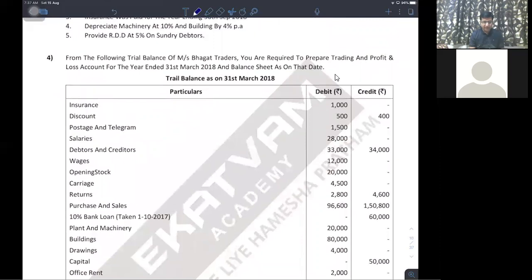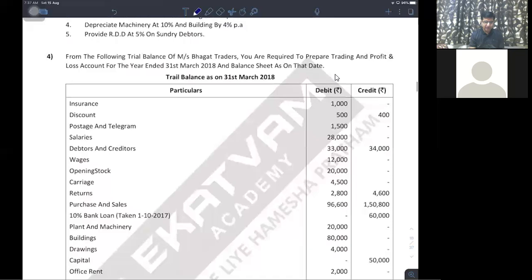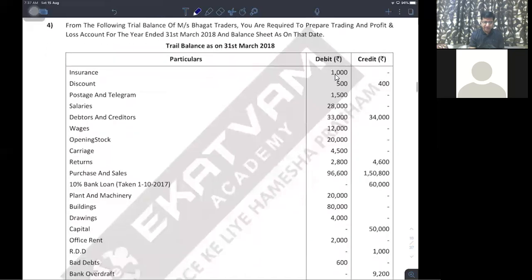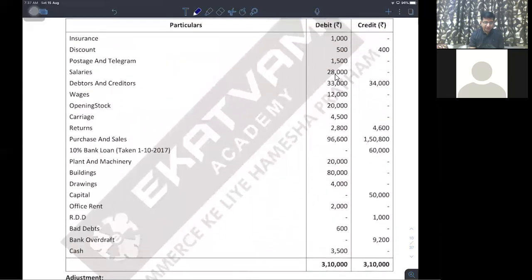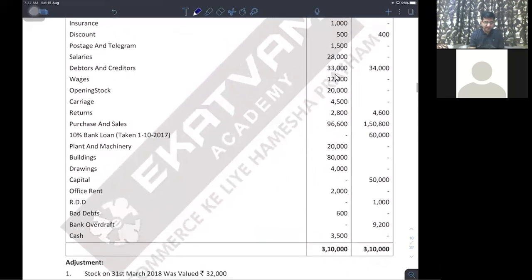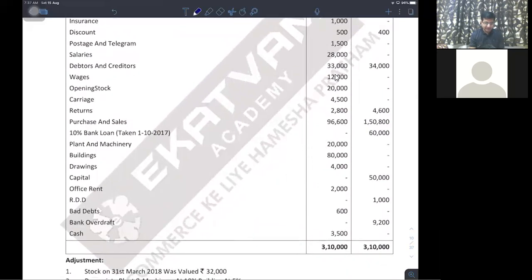From the following trial balance of Messrs. Bhagat Traders, you are required to prepare trading and profit and loss account for the year ended 31st March 2018 and the balance sheet as on that date. Insurance, discount, postage and telegram, salaries, debtors and creditors, wages, opening stock, carriage, return, purchases and sales, 10% bank loan taken on 1st October 2017. If you have taken the loan on 1st October 2017 and it is 10%, 10% is what? 10% is the rate of interest.